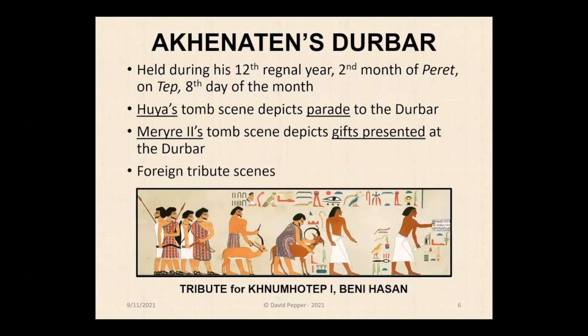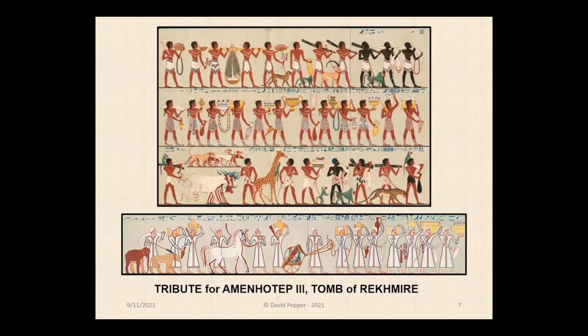Foreign tribute scenes are not uncommon in ancient Egyptian tombs. Here's an example from Beni Hasan tomb 14, showing Asiatics bringing gifts to Middle Kingdom governor Khnum-hotep I. Here's another example from Theban tomb TT 100, the tomb of Rekhmire, Amenhotep III's vizier. Nubians are shown in the top picture, and Syrians are shown below, bringing tribute to the king.